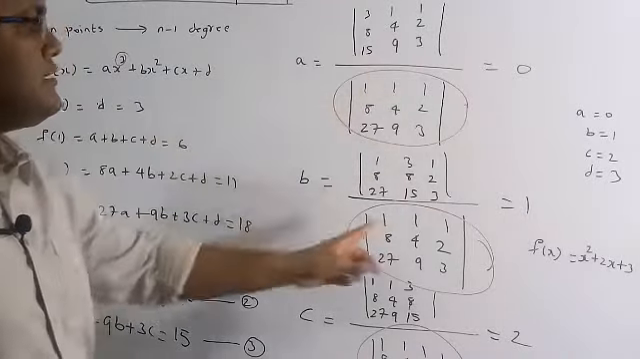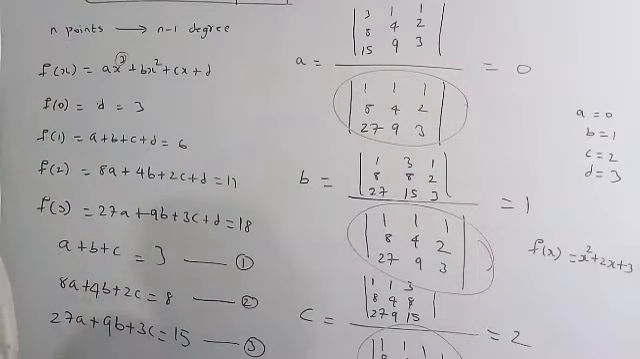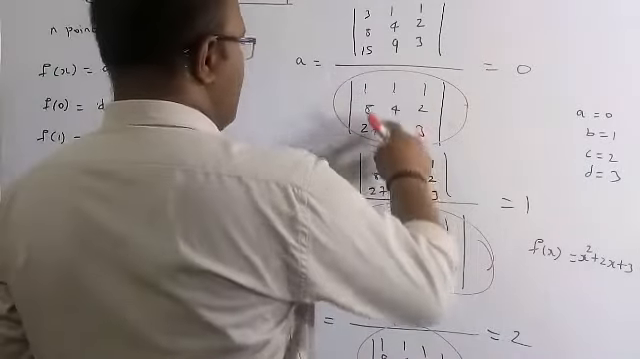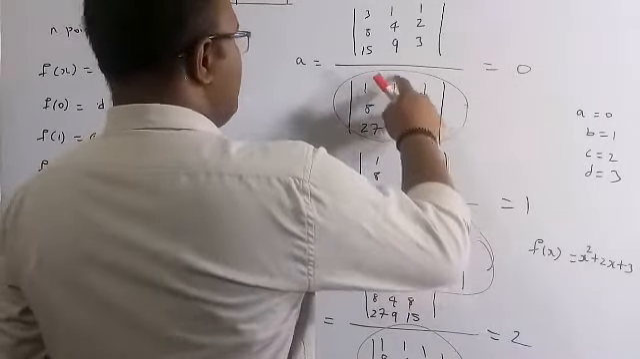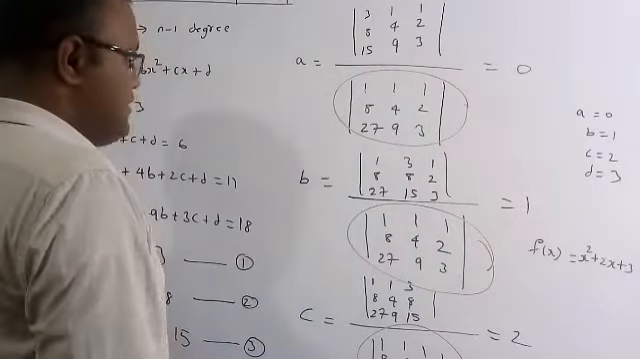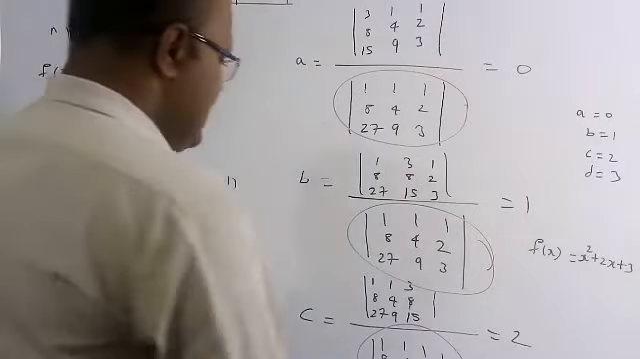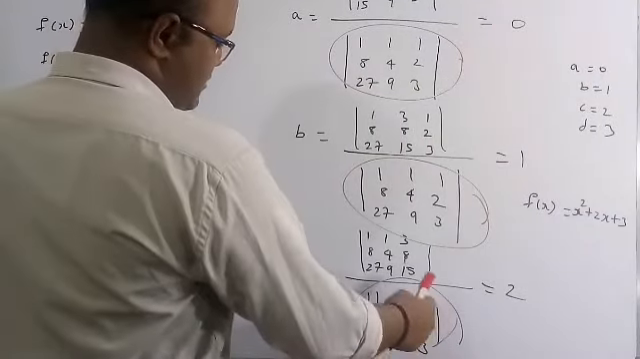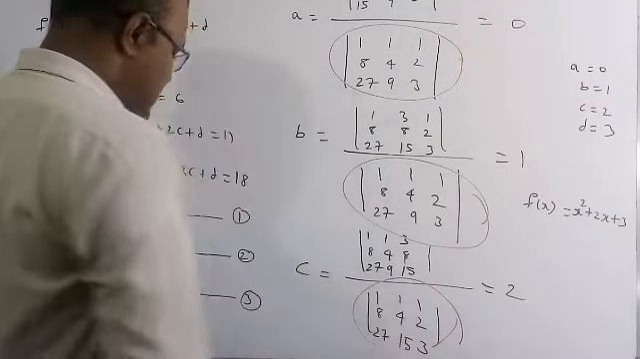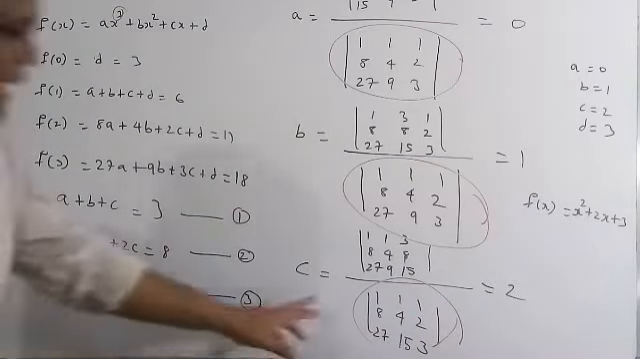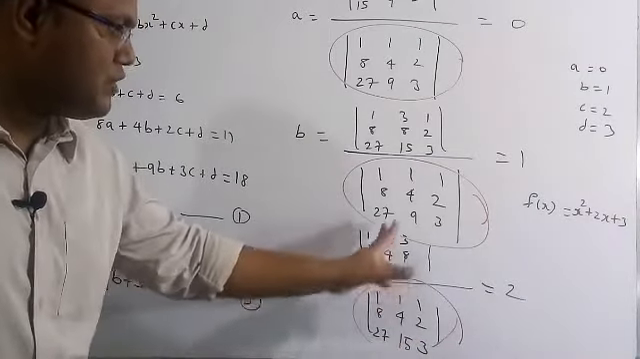Remaining everything is the same. And similarly for the second one, B, we have to replace the second column by this 3, 8, 15, and the remaining things are the same. And similarly for C, the third column, we have to replace the third column by 3, 8, 15, and the remaining two columns are the same.